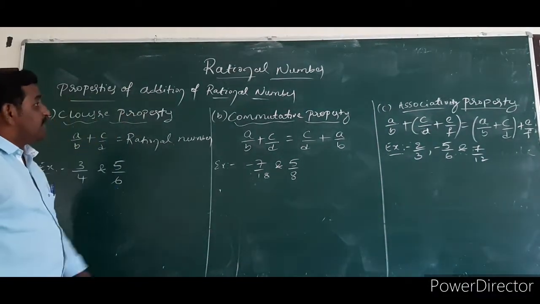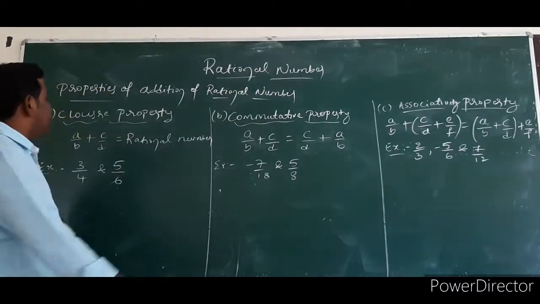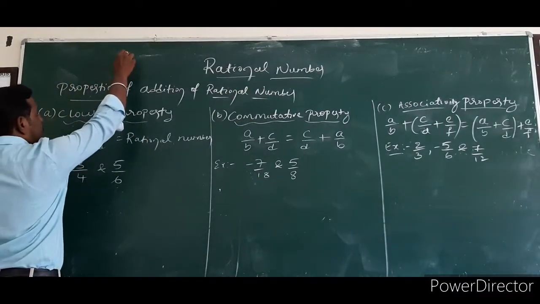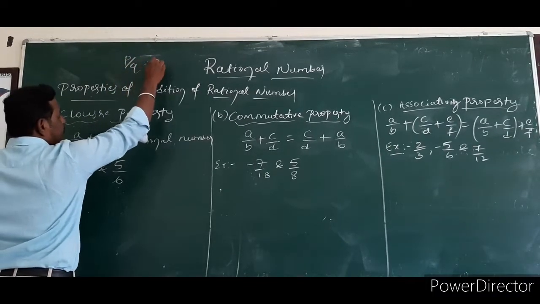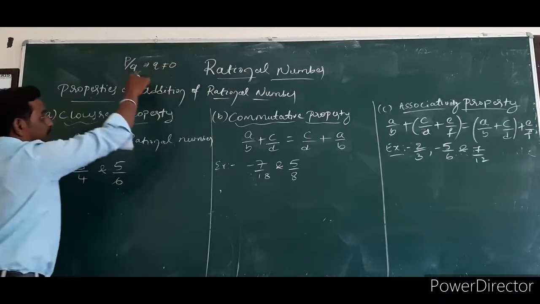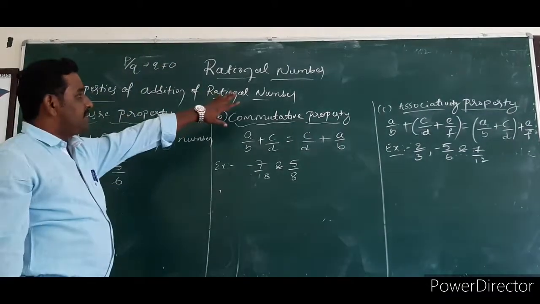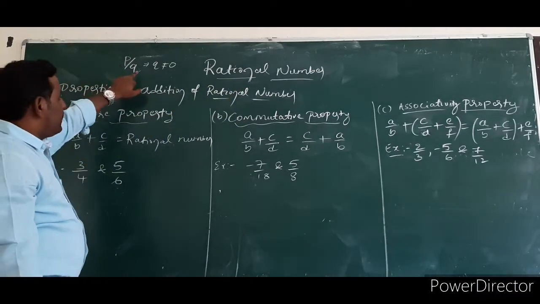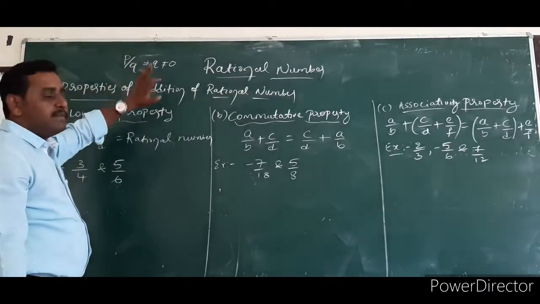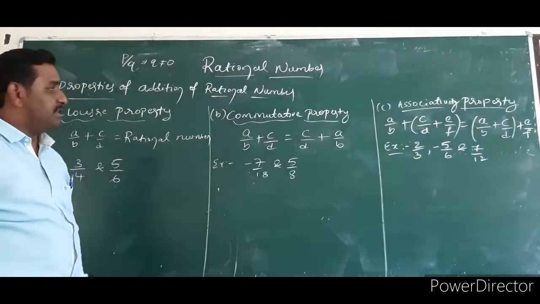So, what is meant by a rational number? Let us recall for just a minute. A rational number is in the form of P by Q, where Q is not equal to 0. The denominator is not equal to 0. Then only can we say that the number is a rational number, where P is the numerator and Q is the denominator. All this information I already gave in the first video.